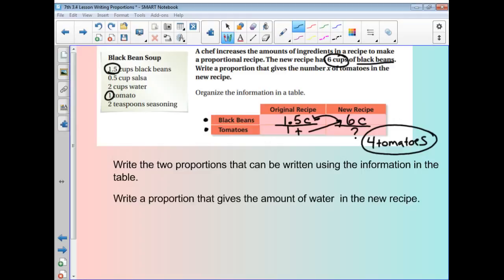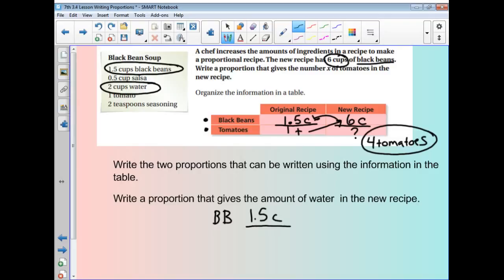Okay, let's try another one. We'll use the same recipe. Instead of the amount of tomatoes, I want to work off the amount of water. We're still going to increase it to 6 cups of black beans. Write a proportion that gives the amount of water that you would need in the new recipe. This time I need to pull my information for the water. We're still using black beans, and our water was 2 cups. So the original recipe is 1.5 cups of black beans and 2 cups of water.